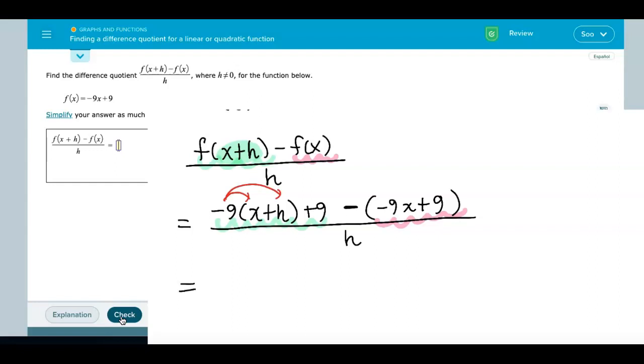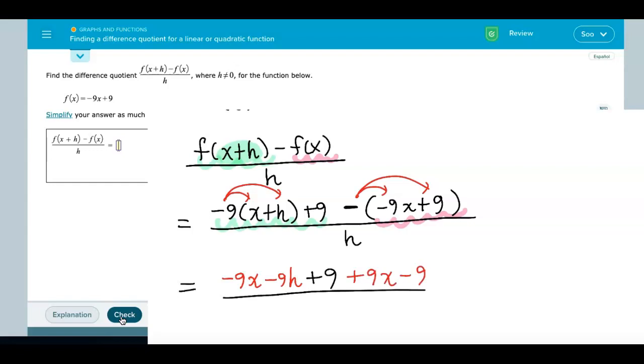That will give us negative 9x minus 9h. Bring down the plus 9. But also we can distribute this negative sign to these two terms. And we'll get positive 9x and minus 9. And these are all over h. Lots of 9s on top, I see.